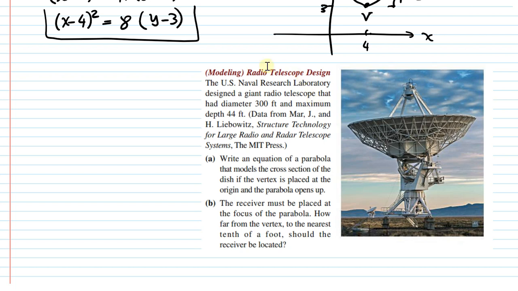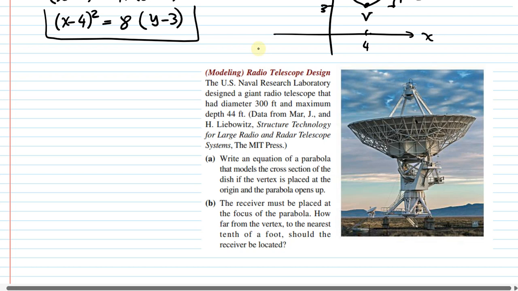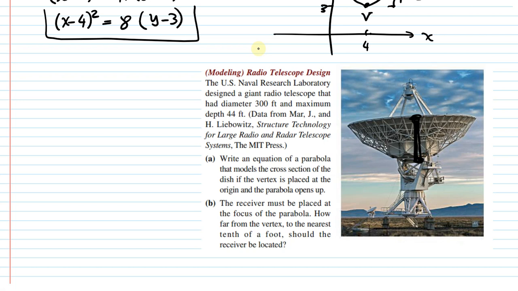All right, so here it is. The problem again reads, the U.S. Naval Research Laboratory designed a giant radio telescope that had diameter 300 feet and a maximum depth of 44 feet. Remember, maximum depth, that would be this depth. It would be from the edge of the parabola to that point. That's the maximum depth of 44.